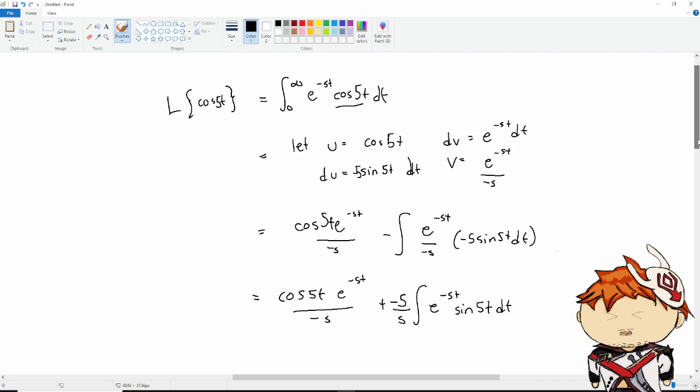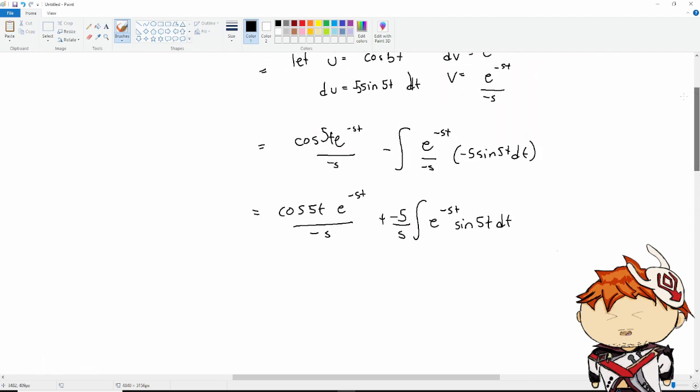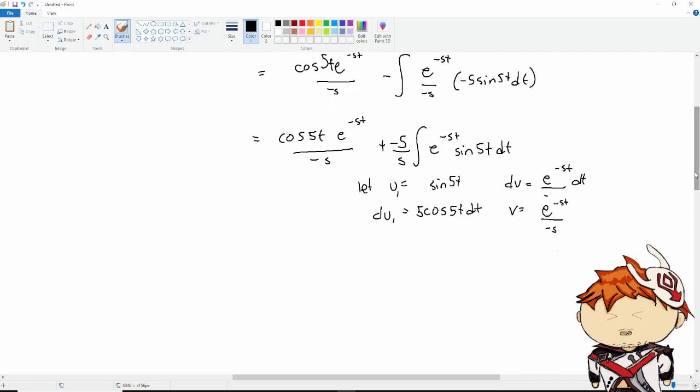Okay, let's do it again. Let u1 be equal to sine 5t. I'm seeing a very bad pattern here. Well, let's see. du1 is cosine 5t dt times 5. dv is equal to e to the negative st dt. V is equal to e to the negative st over negative s. There we go. I think we're close.